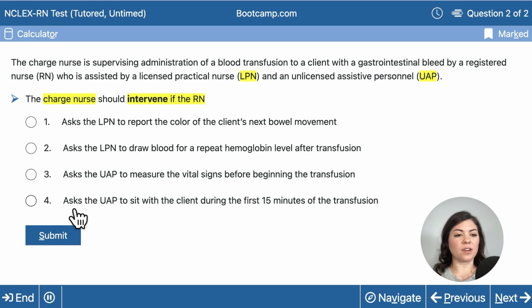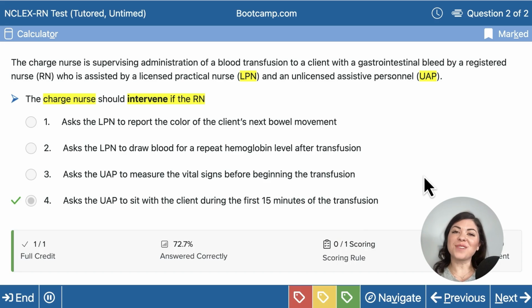And the fourth and final option, asks the UAP to sit with the client during the first 15 minutes of the transfusion. So we know that if a transfusion reaction is going to occur, it's typically within the first 15 minutes of the transfusion. And that is when that registered nurse should be at that client's bedside, frequently assessing them. So that would not be appropriate to delegate to a UAP. Let's check our answer. And we're correct.